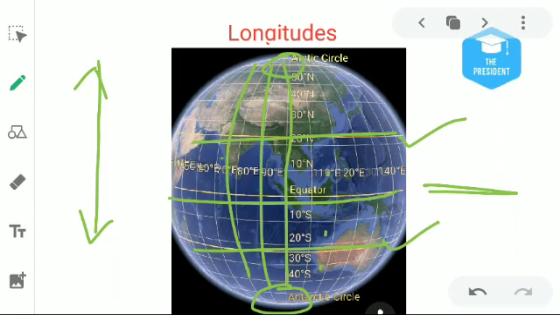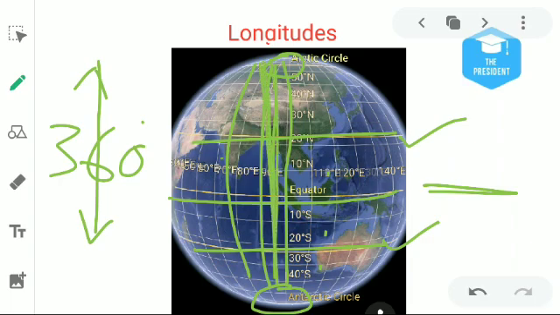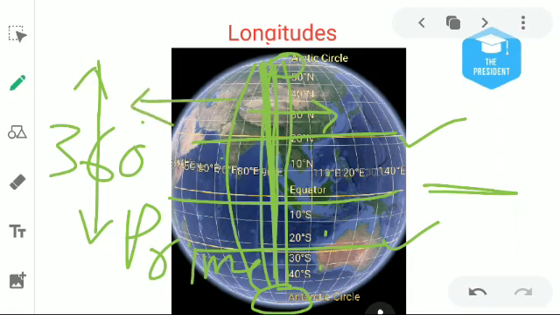There are a total of 360 longitudes. One of them, which passes through the center of the earth, is known as the prime meridian. Longitudes are also known as meridians. So the first line is known as the prime meridian. The Earth portion on the east side of the prime meridian is known as the eastern hemisphere, and the land on the west side is known as the western hemisphere.